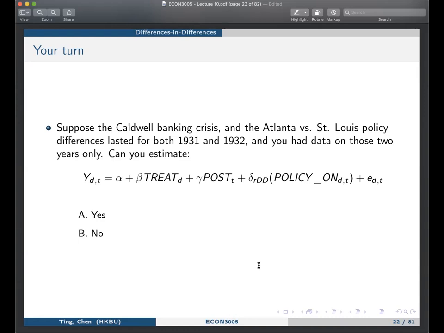Think about that. In this case, the treatment group variable will have 1 and 0, but the post variable will all be 1. This post will be a constant, right? So its effect will be absorbed in alpha. And because this is constant, this policy on variable will be exactly the same as the treatment group variable. So we cannot estimate the delta. The answer is no.